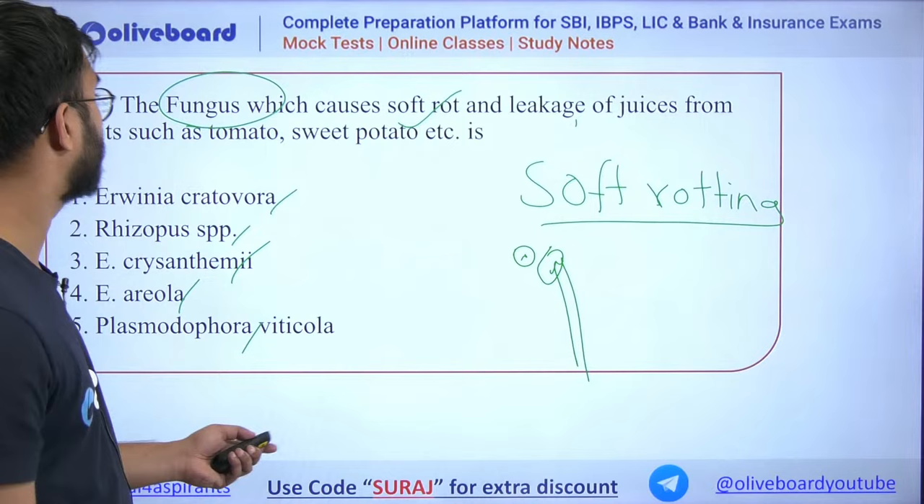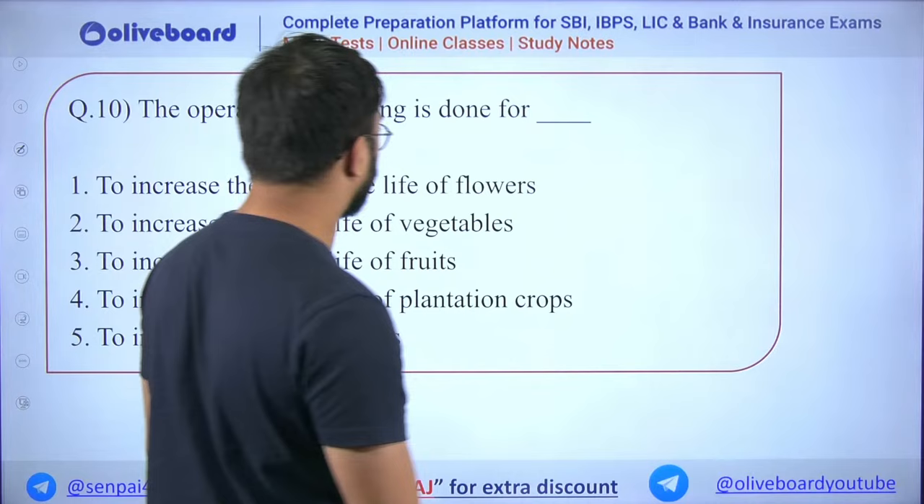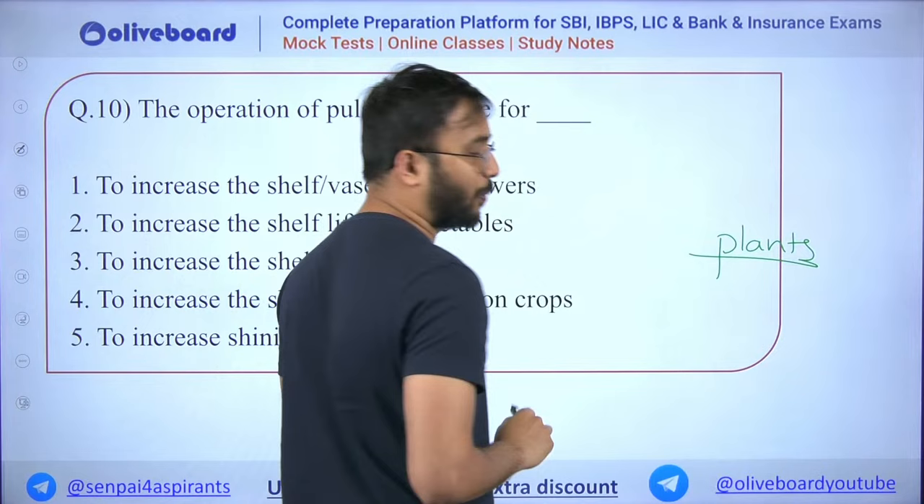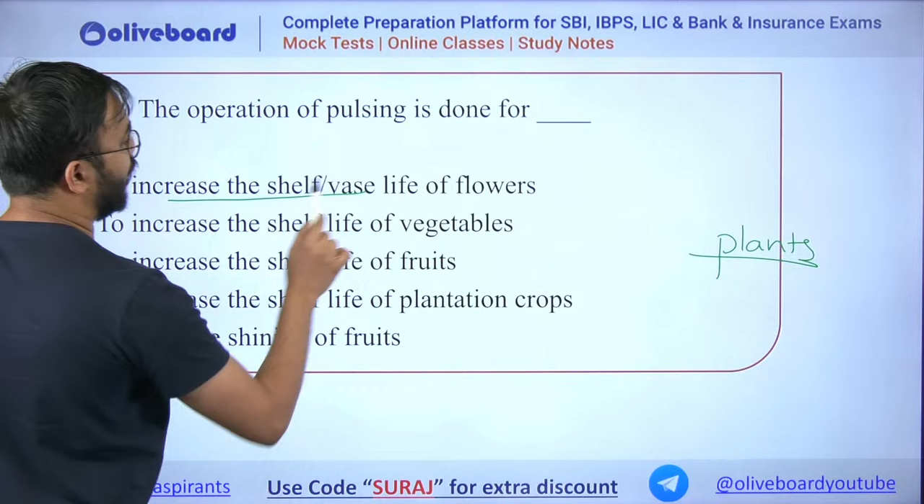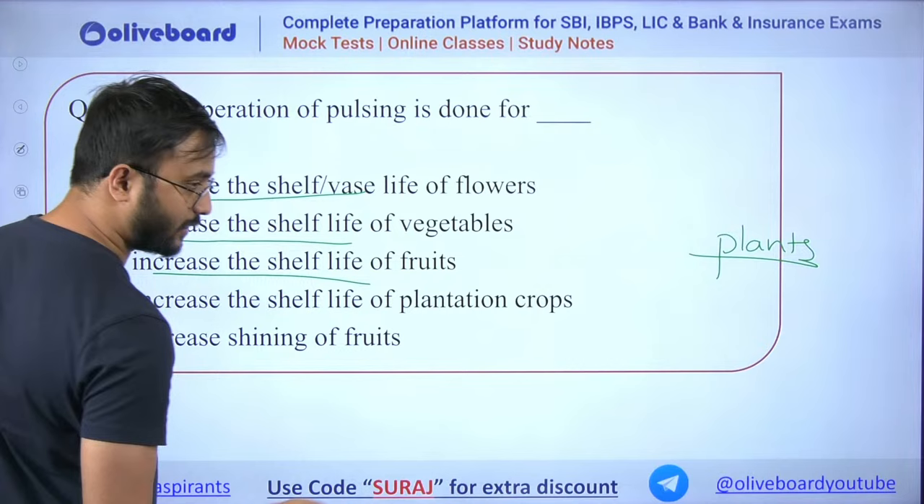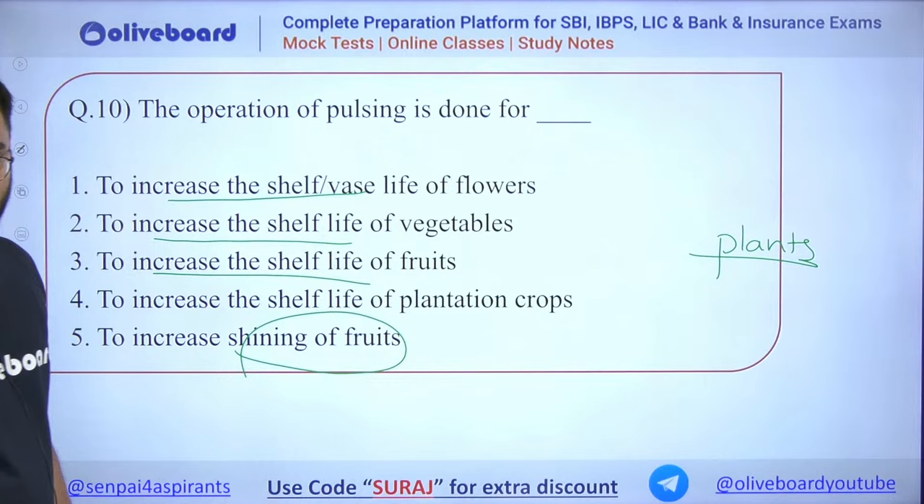Next, the operation of pulsing is done for what? Pulsing is an operation which is generally done in plants. For what purpose is it done? Is it done to increase the shelf life of flowers, to increase the shelf life of vegetables, to increase the shelf life of fruits, the shelf life of plantation crops, or to increase the shining of the fruits?